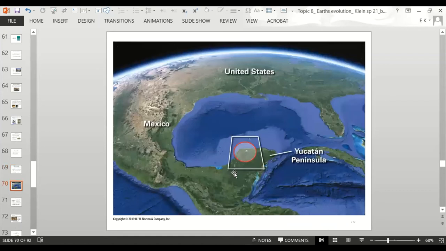Okay, so here is where the Chicxulub crater is located. This is the Yucatan Peninsula.